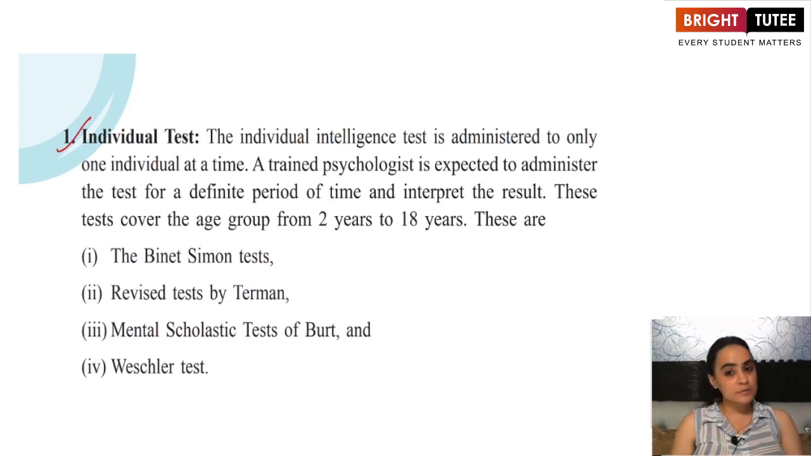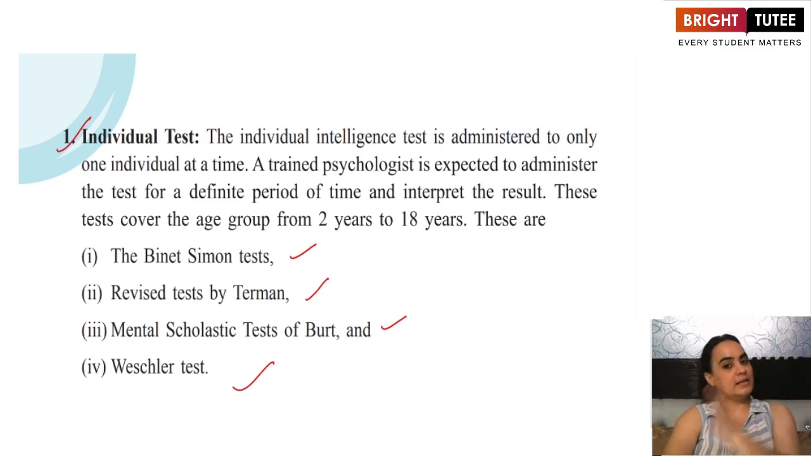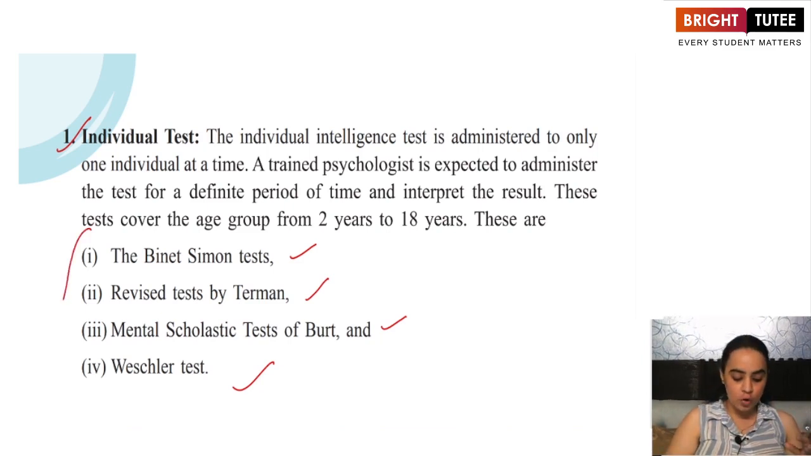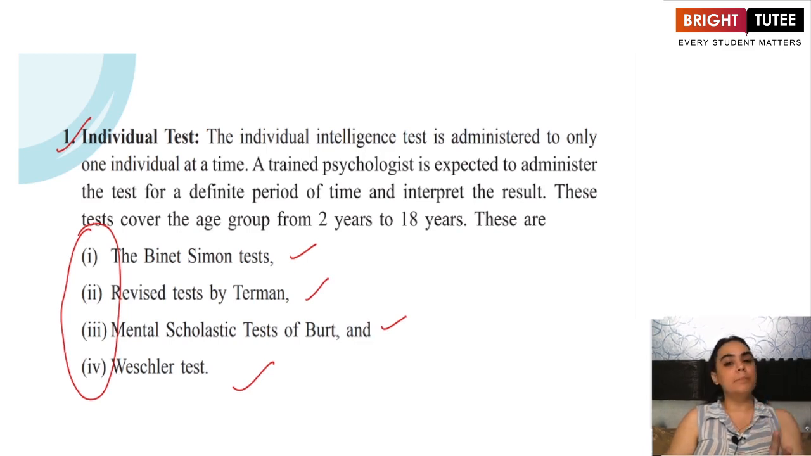And what are the names of these tests? We have the Binet-Simon test, the revised test by Terman, the mental scholastic test of Burt, as well as the Wechsler test. So these are the tests that are used to measure the intelligence of an individual between the ages of 2 to 18 years. I'm repeating again, for you to know what these tests are about is not important. Just remember the tests for now. That is what is expected of you.